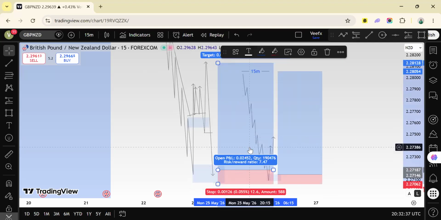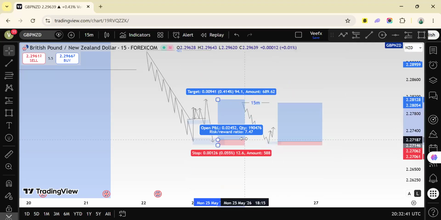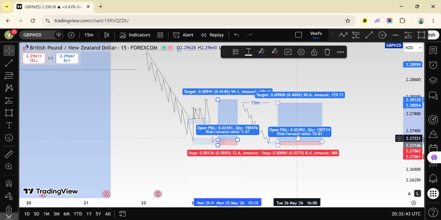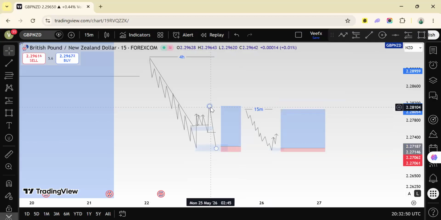These two are the same, but this is how it will look on a 4 hour time frame, and this is how it will look on a 15 minutes time frame. Now, my nearest target on this trade will be what? This nearest drawdown on liquidity.